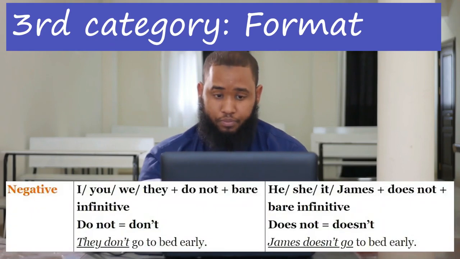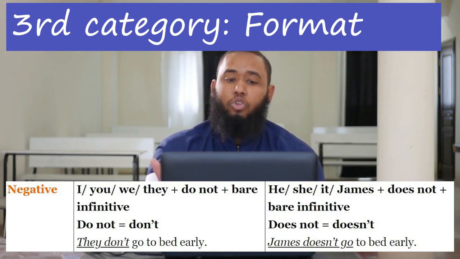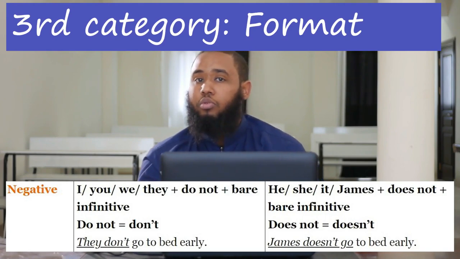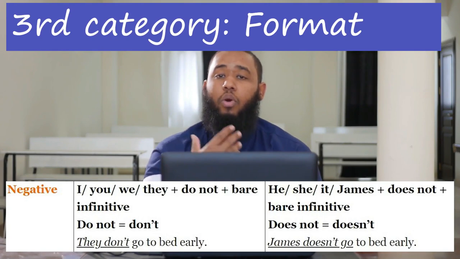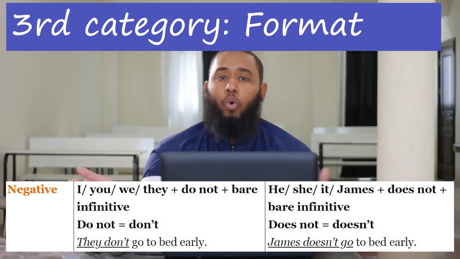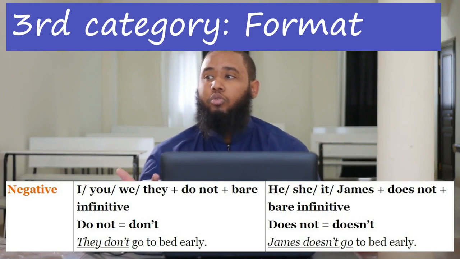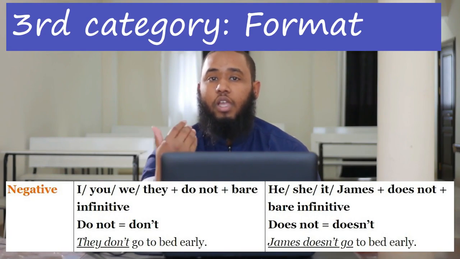For negative, same concept. You just will use the word do not or don't to negate the sentence. So for example, before when it was positive, we go to bed early. Now it will be we don't go to bed early or we do not go to bed early. It's negative. We're negating the sentence.